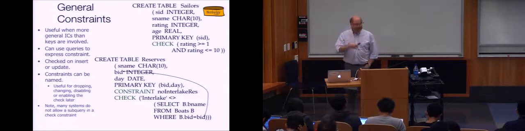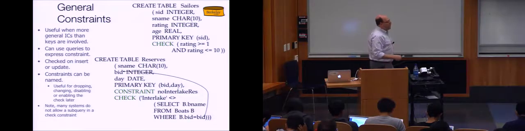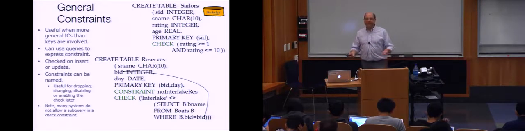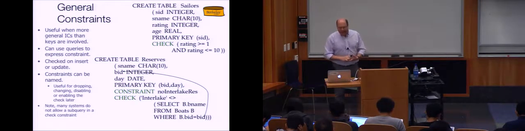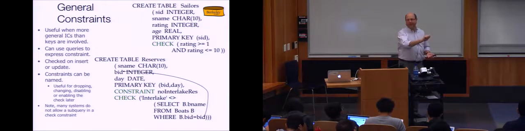Okay, so this is saying, hey, this is a constraint that boats can't be named Interlake. And the question is, why might you want to name the constraint? Some systems, I think, force you to give it a name. The reason is that you can go back later and alter the table and say, you know what, I don't care about that constraint anymore. So you can say drop constraint.